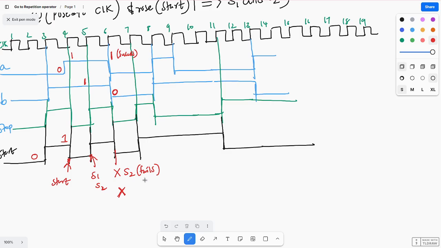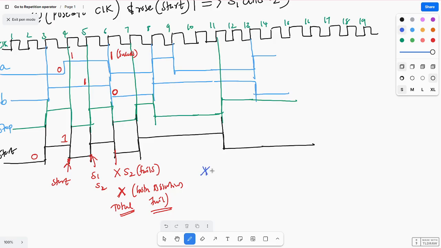Why? Because this is an AND construct. So both assertions, the total assertion, fail. If any one of the assertions fails, the total assertion will fail. So if any one of the sequences fails, or both sequences fail, then the assertion is going to fail.